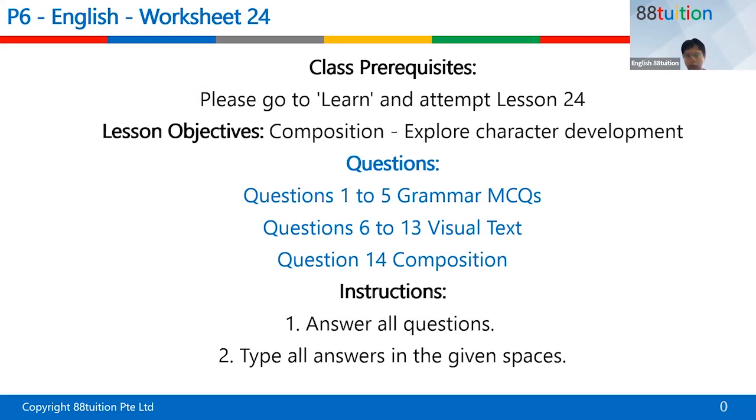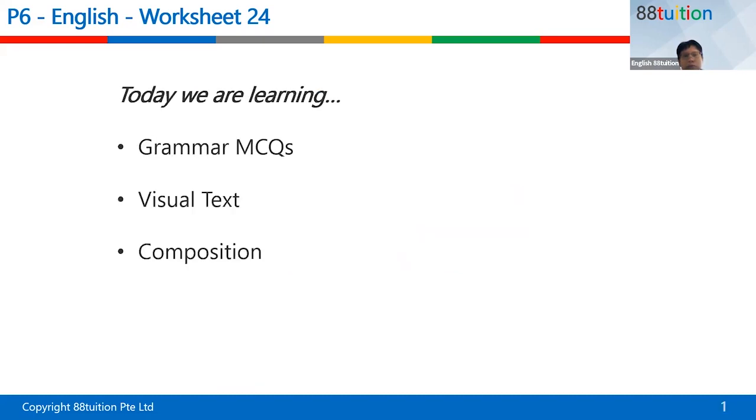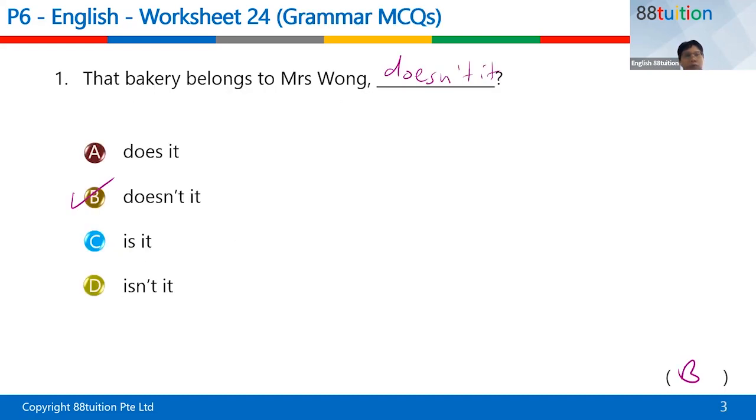We will do quite a lot of vocab. So if you have a vocabulary book by your side, it'd be good, right? For the sake of your grammar, for your vocabulary also. Let me see. Okay, here can. All right, let's move now. Answer all questions, type all answers in the given spaces. All right. So today we are covering grammar MCQs first for the first section of our lesson. All right. So these are your answers because I'm going through answers with you, right? So we go through now.